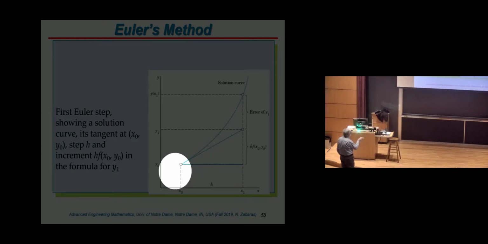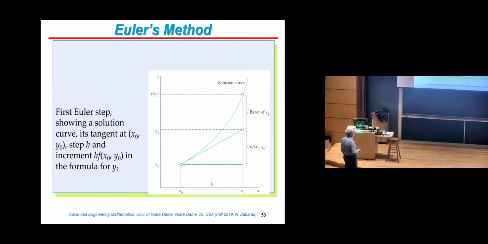So what you do is you approximate the slope, evaluated at x0, y0. That's this straight line. And effectively, at x1, your new approximation is that middle point that you see up there. So obviously, there is a big error here, right?